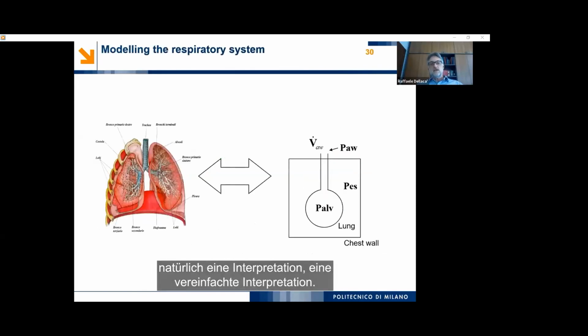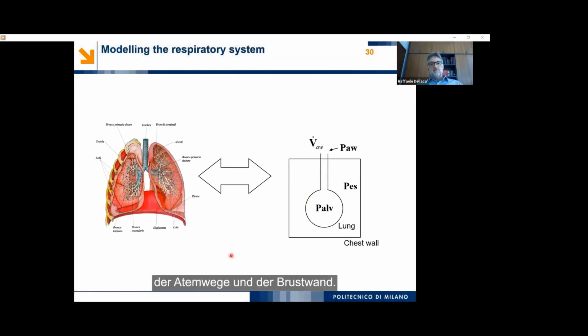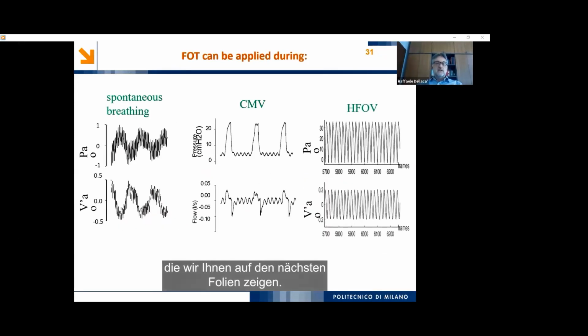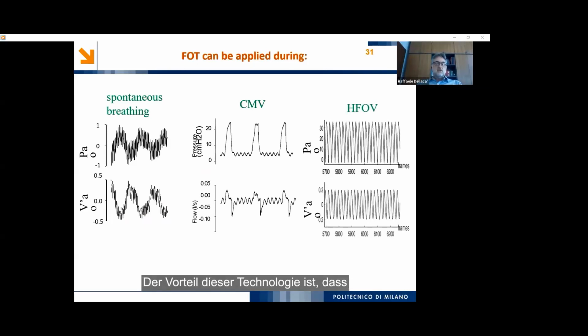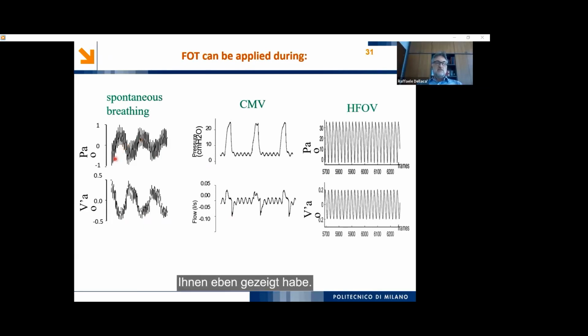This is, of course, an easy interpretation, a simplified interpretation. The model that we consider is an oversimplification of the complexity of airways, lung, tissue, and the chest wall, but it is actually accurate enough for a proper understanding and interpretation of the data that we are showing you in the next few slides.